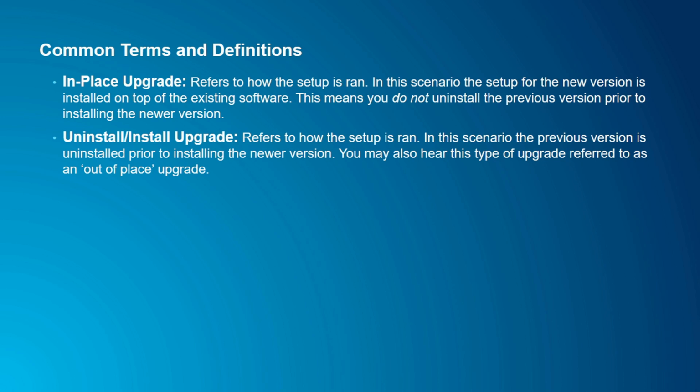Another term is uninstall or install upgrade. This also refers to how the installation setup is ran. But in this scenario, you'd uninstall the previous version before you install the new version. And this is also sometimes referred to as an out-of-place upgrade.